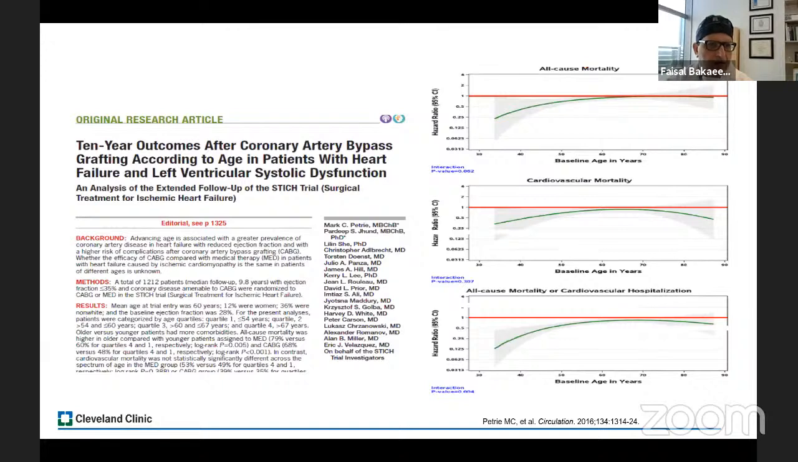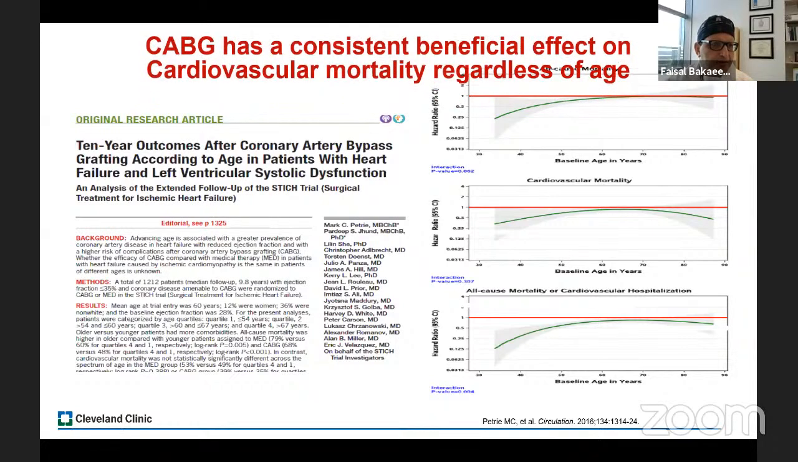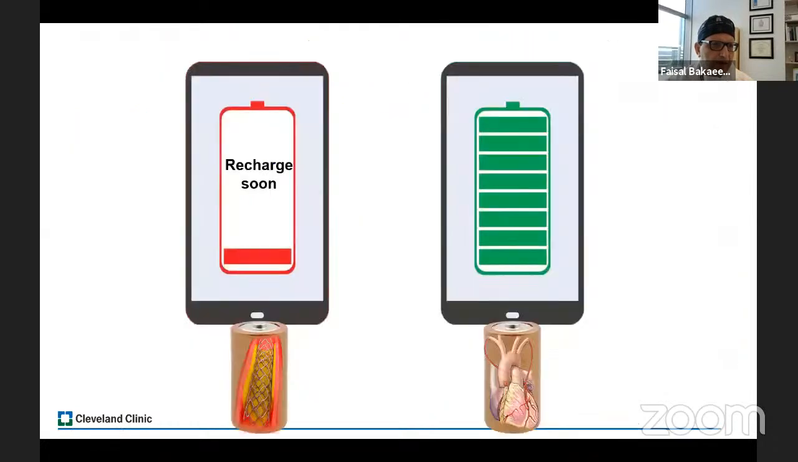What about age cutoff? If you look at this subgroup analysis of the STITCH trial, even in patients who are over 70 or over 80, CABG seems to have a persistent advantage. So as we mentioned before, you can have stents and keep restenting because you keep having recurrent symptoms, assuming that you survive those episodes, or you can have a durable solution with a CABG.